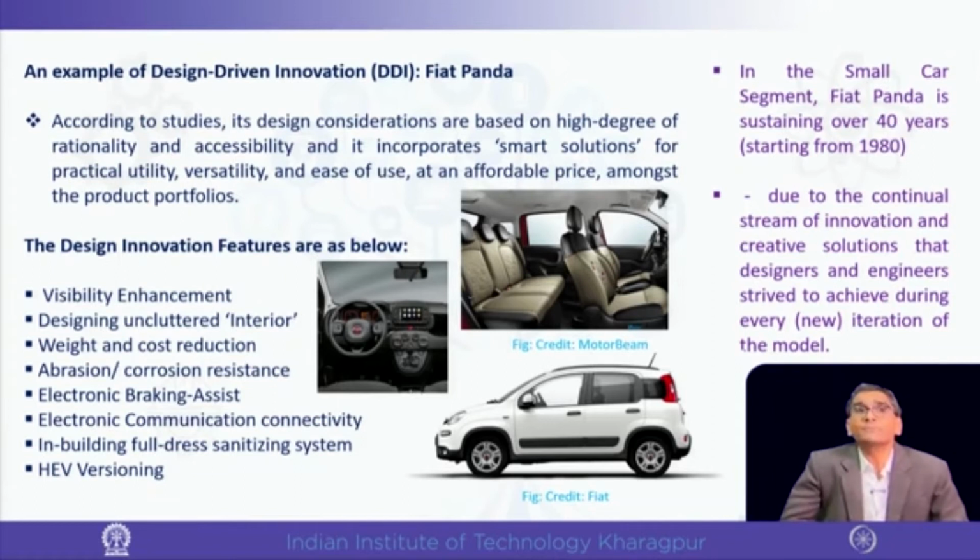There is an electronic braking assist within a certain distance, which is quite progressive at that point in time. Through a lidar sensor it gives the assessment that a car is close, so accordingly the action is to be taken. So electronic braking assist, and electronic communication connectivity, because now everybody feels that everything should be connected all over. So we will show how they did that. Electronic communication connectivity in building.